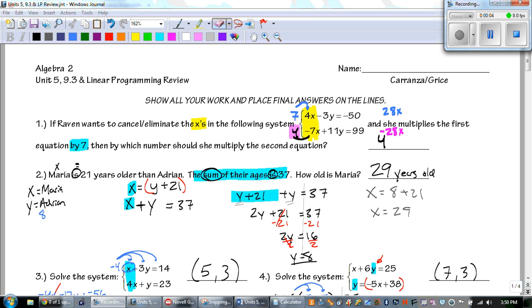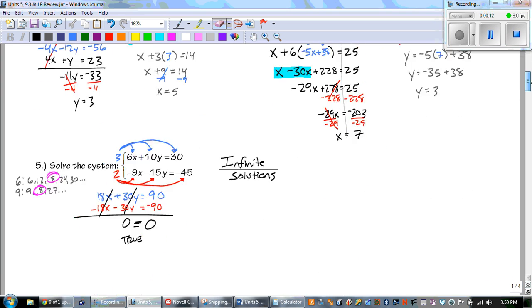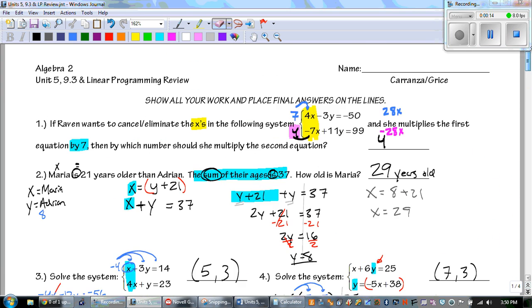Hey guys, this is Mr. Grice for Algebra 2, Unit 5, 9.3, and Linear Programming Review. Okay, now we've already gone through this first page. So if you have trouble with that, go watch the QR code that's probably right there.